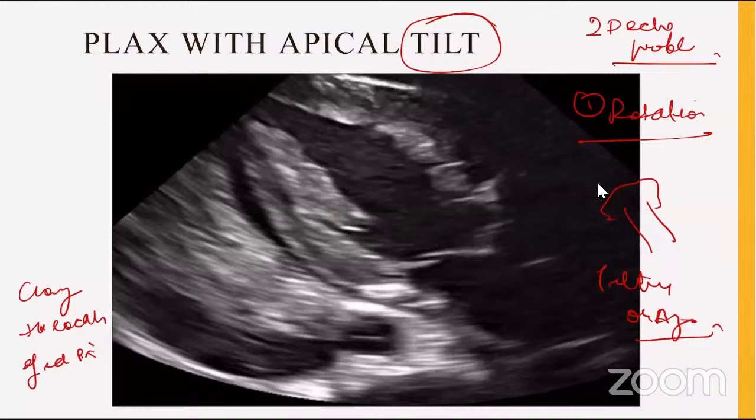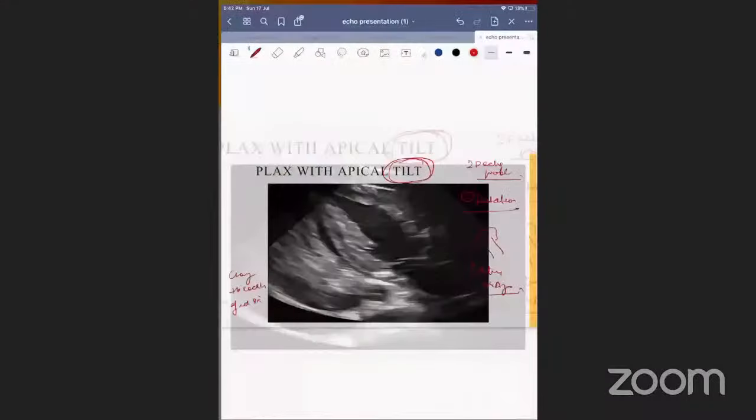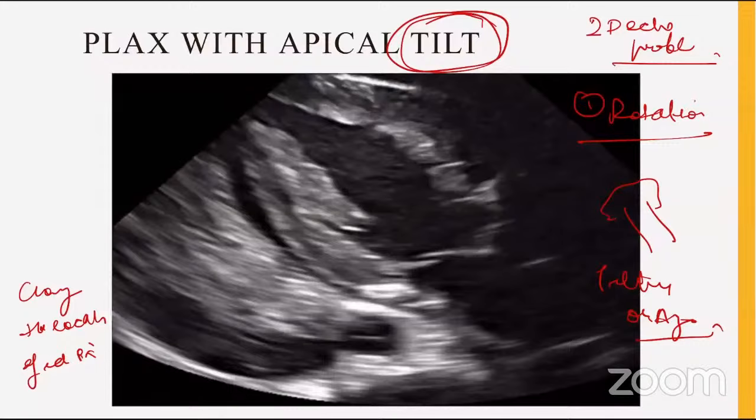So in PLAX view, we have already discussed that we have placed the probe at a 90-degree angle. Now if we tilt the probe towards the apex, then we can have this apical PLAX view. That is, in apical PLAX view, we can also see this apex. Okay. So here we have this LA, mitral valve, LV, and LV apex can also be seen here. This is papillary muscle. Then we have this posterior wall. Then we have visceral pericardium and parietal pericardium. And between visceral and parietal pericardium, we can see this fluid here. So this is pericardial effusion.